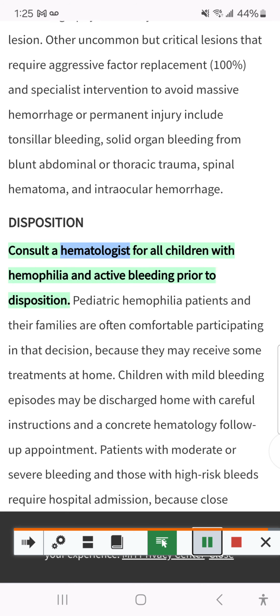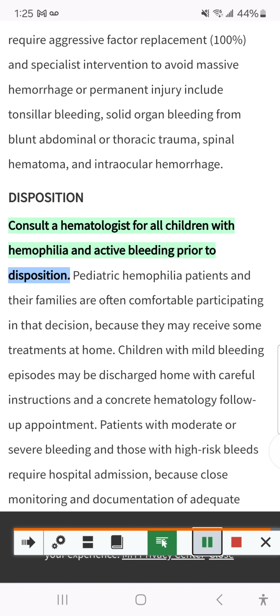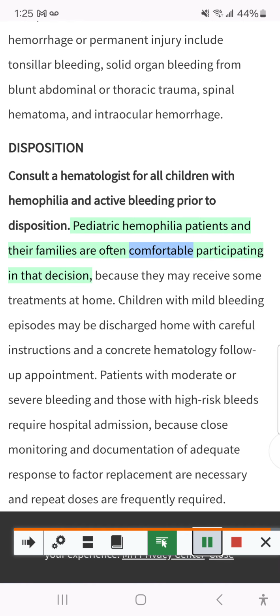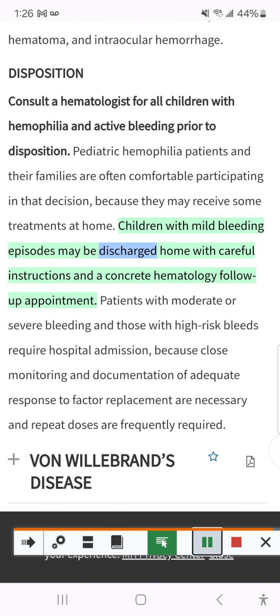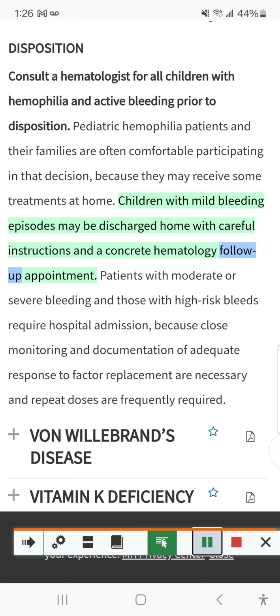Disposition. Consult a hematologist for all children with hemophilia and active bleeding prior to disposition. Pediatric hemophilia patients and their families are often comfortable participating in that decision because they may receive some treatments at home. Children with mild bleeding episodes may be discharged home with careful instructions and a concrete hematology follow-up appointment.